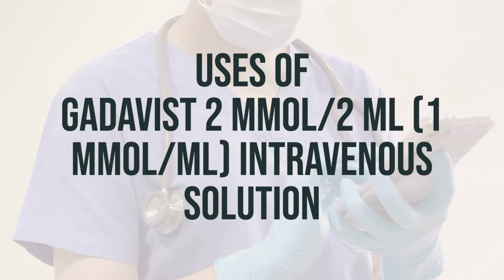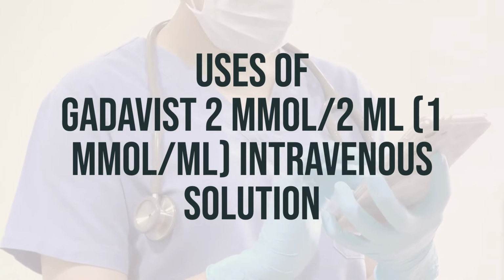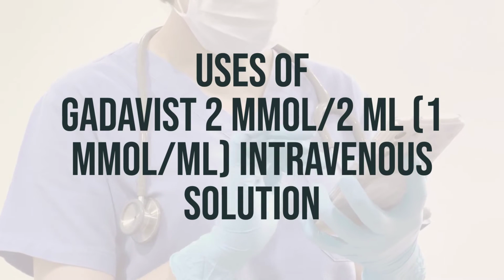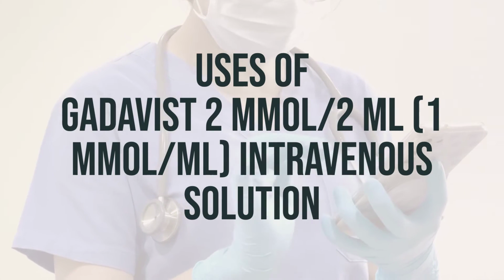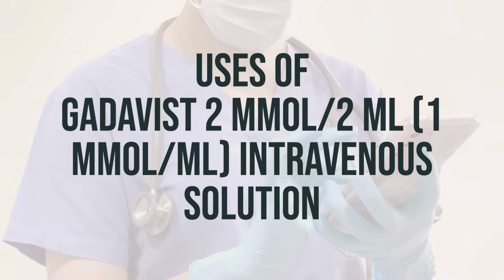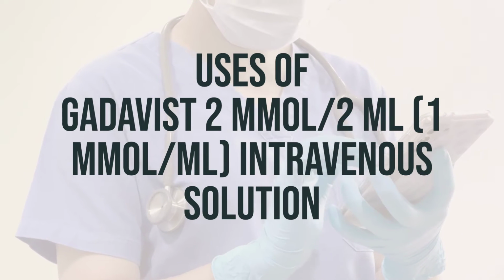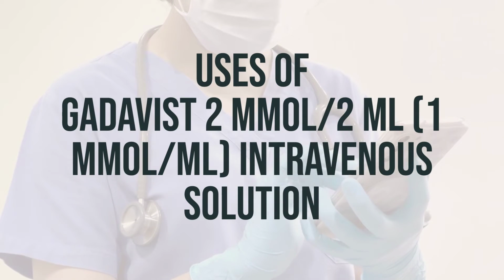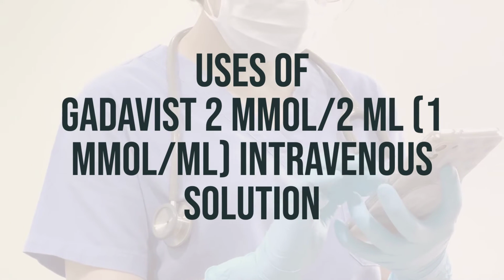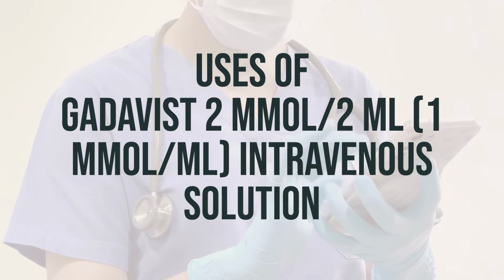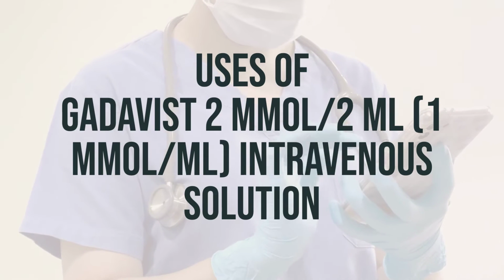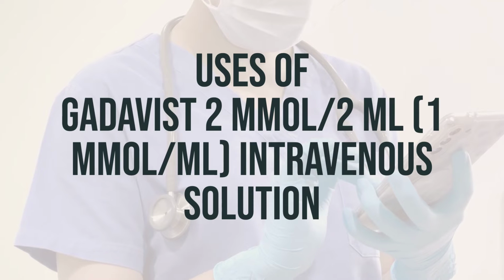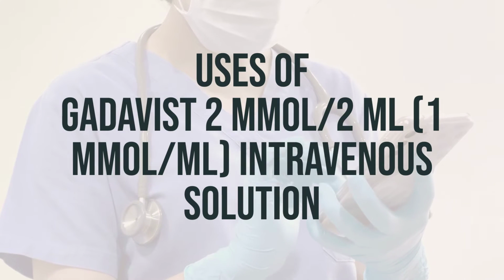Today, we're talking about Gadavist 2 mol/2 ml, 1 mol/ml, intravenous solution. This medication is used before a magnetic resonance imaging (MRI) scan to help make clearer images, so your doctor can more easily diagnose your condition. It belongs to a class of drugs known as gadolinium-based contrast agents, GBCAs. It's important to follow your doctor's instructions on the daily dosage and the optimal timing for taking this medication.